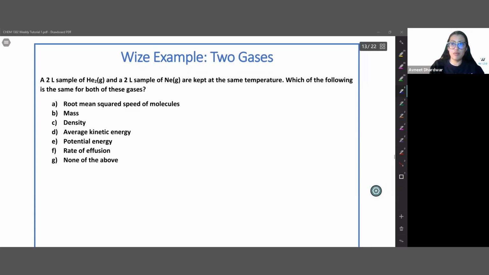Right away, because they're at the same temperature, we learned from the kinetic molecular theory that temperature is directly proportional to the average kinetic energy. If you're at the same temperature, you have the same average kinetic energy, no matter what gas you're dealing with. So that's why the answer was D.